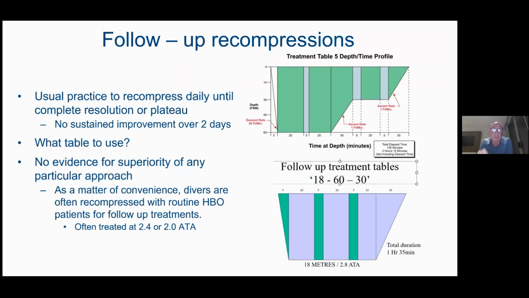The typical approach is to recompress daily until there's complete resolution of symptoms or plateau in symptoms. So if they get better completely on the first treatment, no more recompressions. If they're not better, you keep going until they either are better or plateau over 2 consecutive days. There are multiple possible options. I've illustrated a couple of them there. They're all shorter than the Table 6. There's no evidence for superiority of any particular approach, and sometimes the divers are just put in with routine hyperbaric patients undergoing treatment for other medical indications.